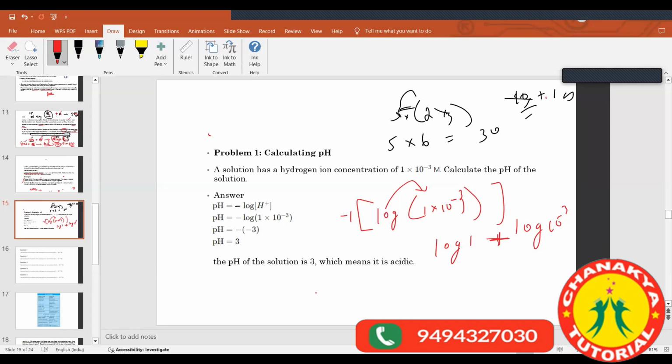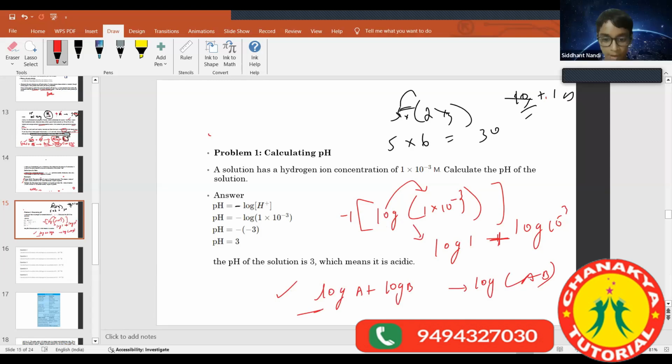Yeah. So basically the formula is log A plus log B. I can write it like log of A into B. This is a formula actually. As per this formula, I am writing this into this.